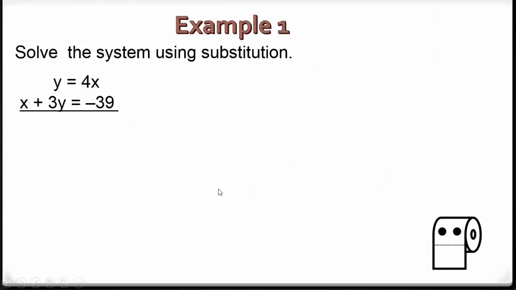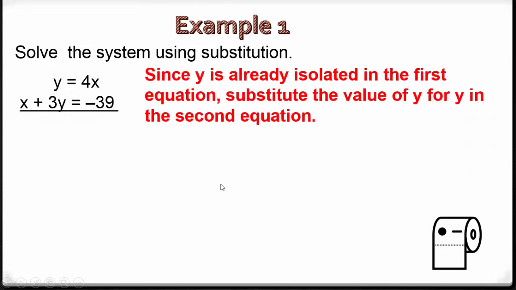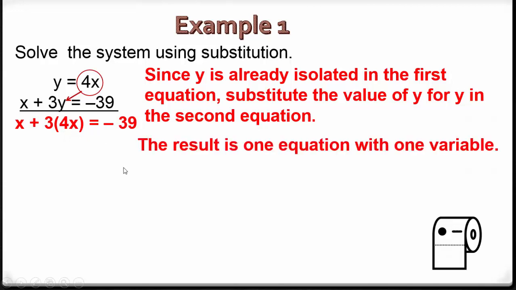Reviewing what I just did on the whiteboard, since y is already isolated in the first equation, we're going to substitute the value of y for y in the second equation. That's what substitution means. And here we have 4x, and we're going to substitute that into y, so we get the equation x plus 3 times 4x is equal to negative 39. The result is one equation with one variable. Notice we only now have to solve for x.